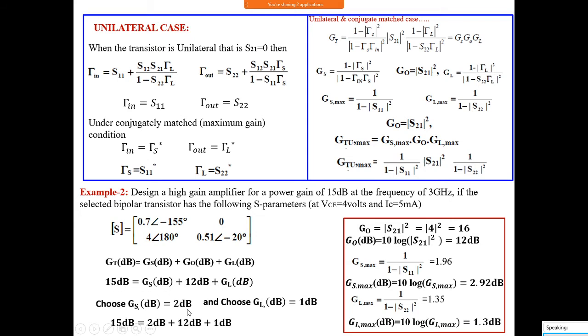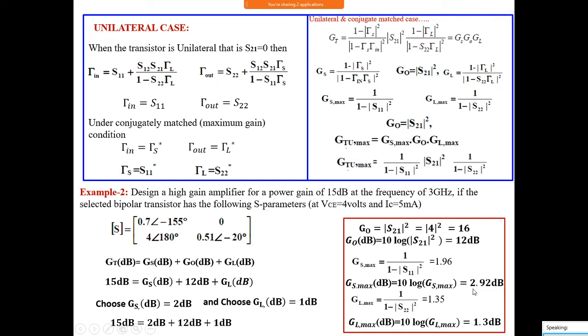So that is for 15 dB. It is lesser than what we can get from the device: 16.22 dB is the maximum you can get from this transistor, but what we chose is less than that, only 15 dB, which is the needed transducer gain. So we chose GS as only 2 dB instead of 2.92 dB, where GS maximum is 2.92 dB. Based on the requirement, you should select the values of GS and GL.